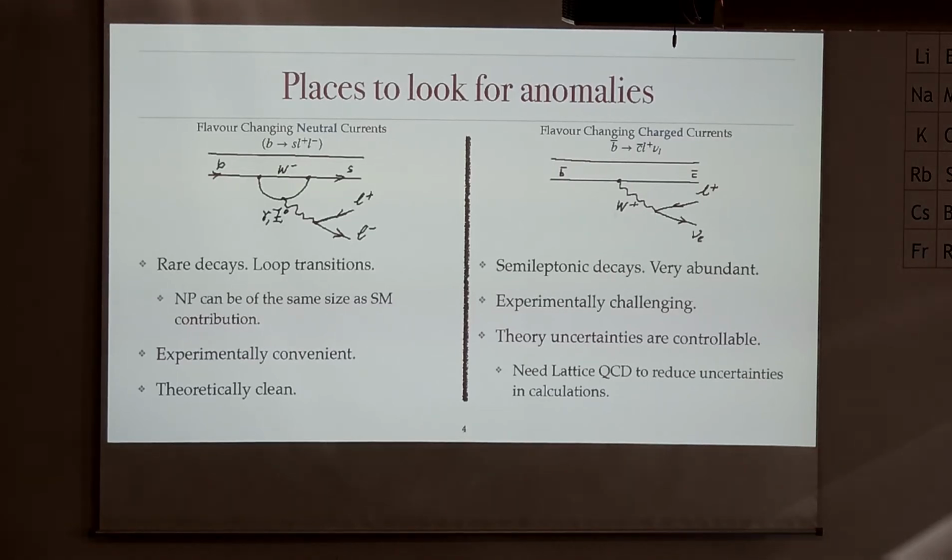Now, the theory is also more complicated, but theorists work very hard, and they are controlling the uncertainties that we have here as well. And these need input from lattice QCD, so heavy computation from QCD to reduce the uncertainties in these calculations. But both things can be done.